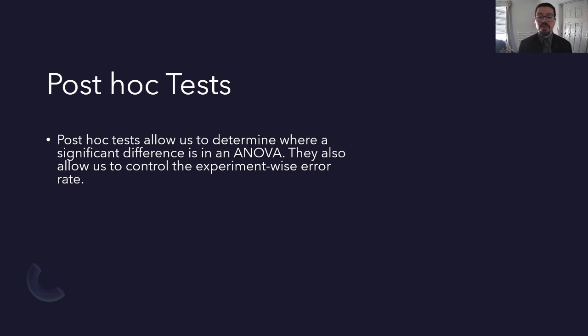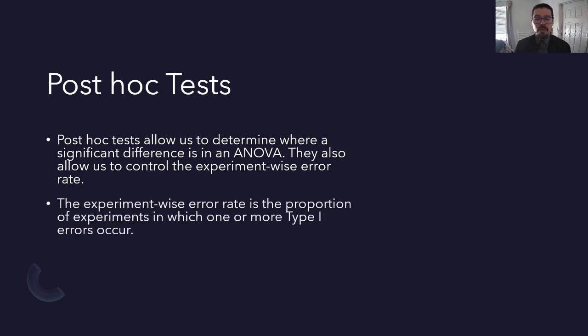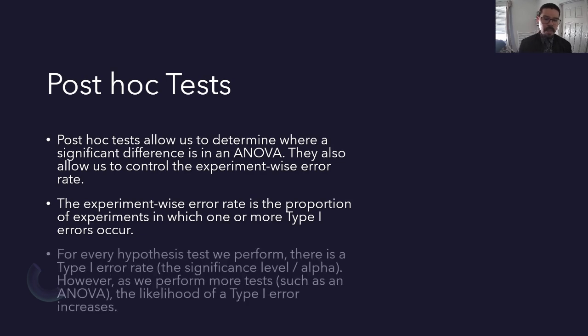They also allow us to control the experiment-wise error rate. And you may wonder, what is that? The experiment-wise error rate is the proportion of experiments in which one or more type 1 errors occur. Remember that as researchers, we are selecting an alpha level that also represents the possibility of us making a type 1 error. And the most common is 0.05, right? For every hypothesis test that we perform, there is a type 1 error rate, and that's the significance level or the alpha. Remember, for our research, especially in this class, we're focusing very heavily on 0.05.